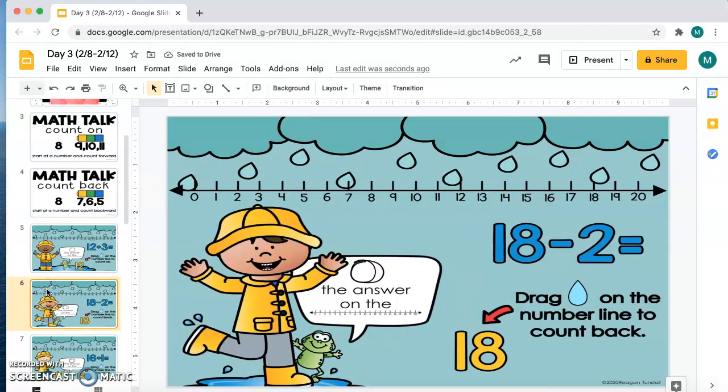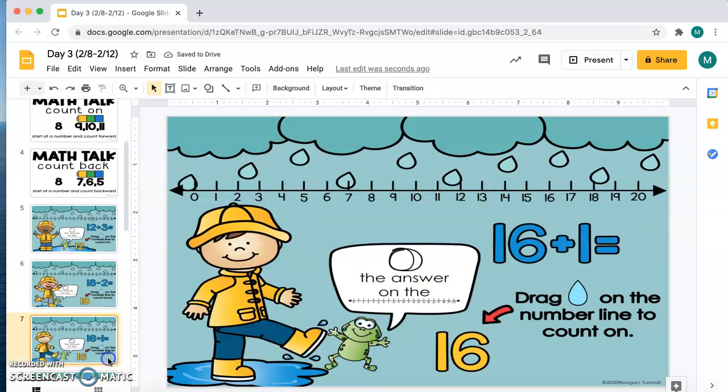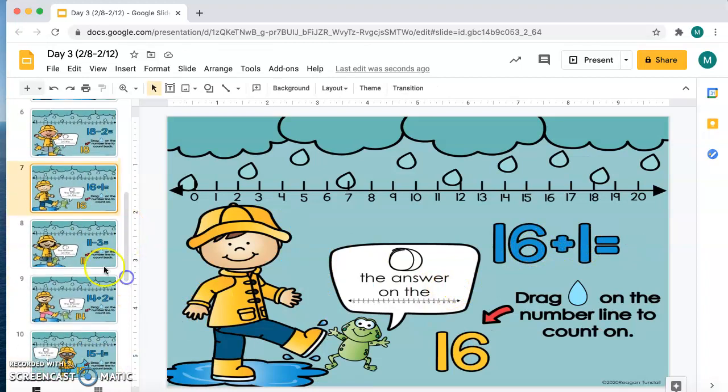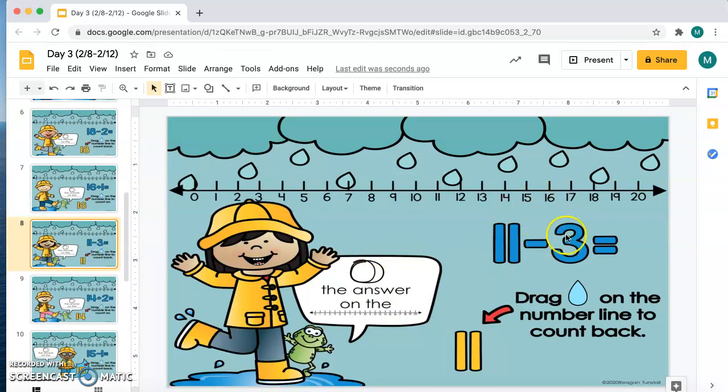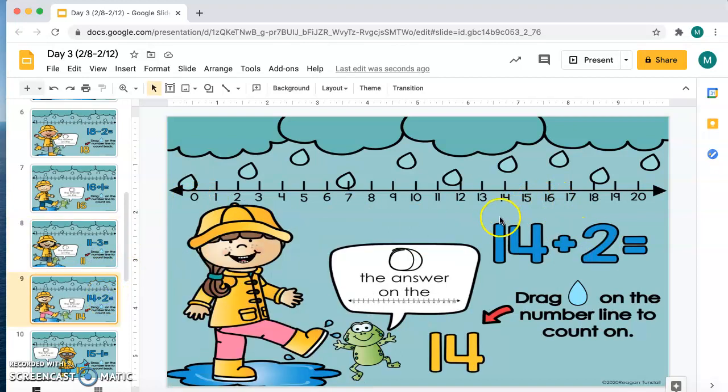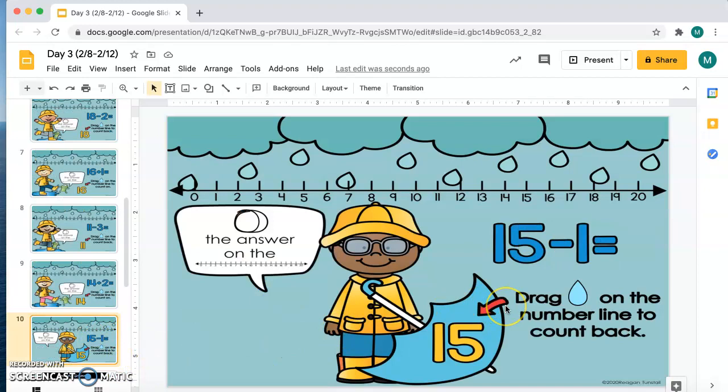That's what you're going to do with these, and then when you subtract, you're just going to go backwards on your number line. So you're going to take your circle right here, you're going to put it right here, and you're going to go backwards how many spaces to get on your number line, okay? So you're doing 18 take away 2, 16 plus 1, 11 take away 3, 14 plus 2, and 15 take away 1.